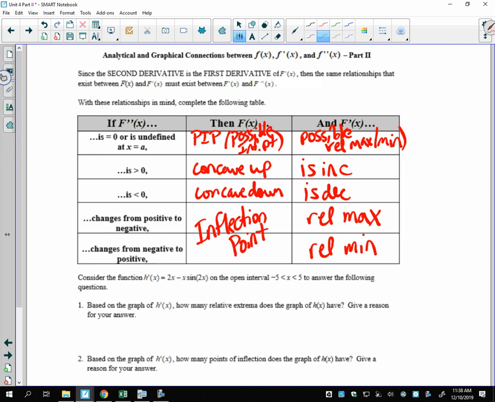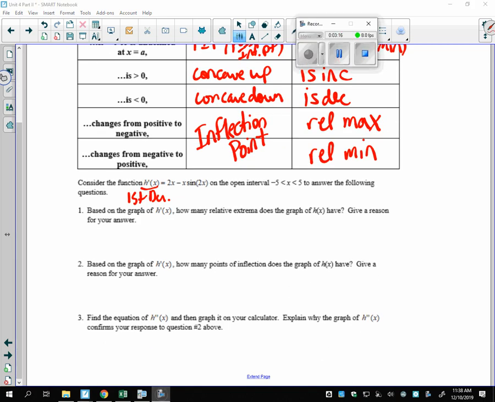And so we're really going to work on this the next couple days, trying to get these connections made. So if you have your calculator, I want you to graph this, and if not, I'm going to pull it up here. It says, consider the function h prime of x equals 2x minus x sine of 2x. So this is already the first derivative, right? We want to graph that from -5 to 5 and answer the following questions. And so I'm going to pull this up.